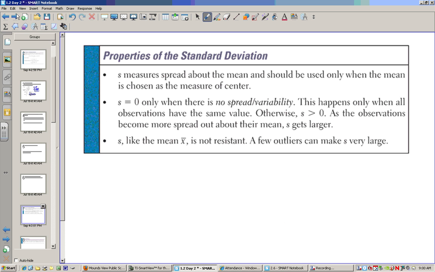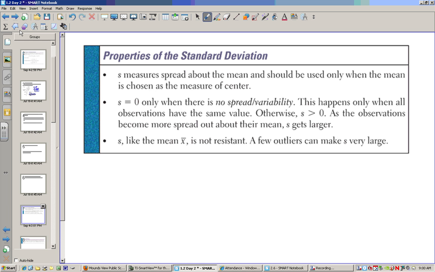All right. Now, properties of standard deviation. We call standard deviation that little s. It measures spread about the mean and should only be used when the mean is chosen as the center. S equals 0 only when there is no spread or variability. This happens when all of the data points or observations have the same exact value. Otherwise, the standard deviation has to be greater than 0.